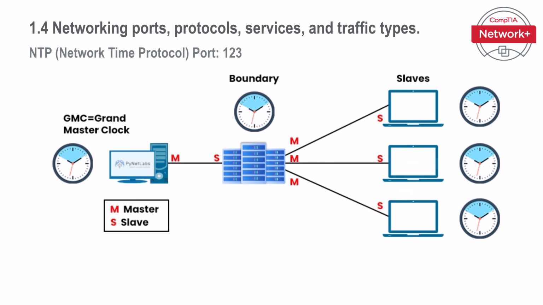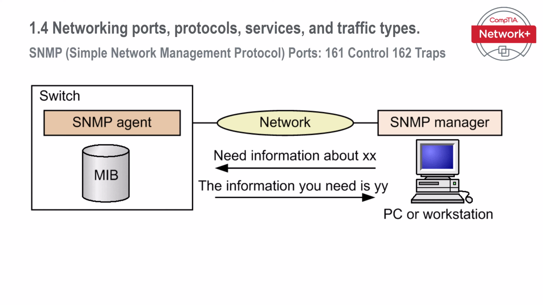The Network Time Protocol, or NTP, is used to synchronize clocks across devices in a network. Accurate timekeeping is crucial for security, logging, and scheduling tasks, and NTP operates on port 123 to ensure all systems maintain accurate timestamps. For network monitoring and management, Simple Network Management Protocol, or SNMP, is widely used. It runs on ports 161 and 162 and enables administrators to collect and manage data from network devices such as routers, switches, and servers.